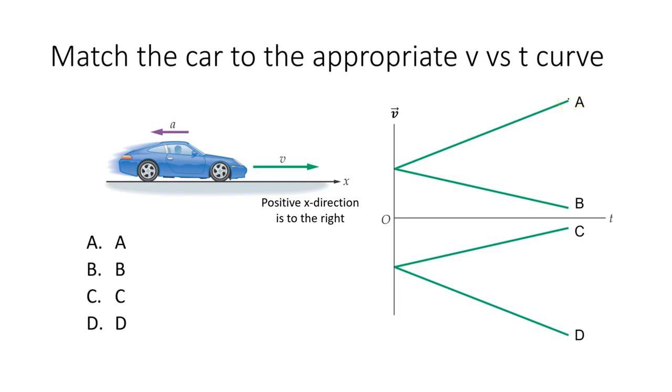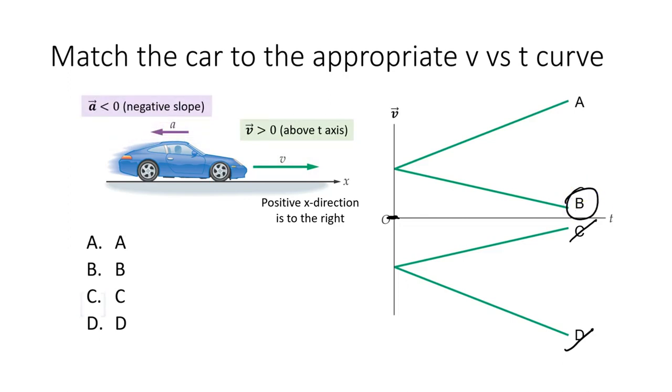So positive velocity means it would have to be above v equals 0 on my velocity versus time curve. So that immediately eliminates C and D since they have negative velocities. Next, I want to think about negative acceleration. So what does negative acceleration tell me? Well, it tells me that I must have a negative slope. So which one of these two has a negative slope? I would say B has a negative slope, and so that would mean that my answer must be B. Okay.